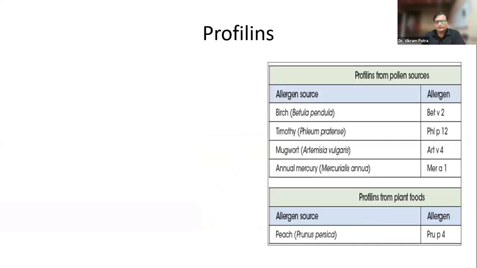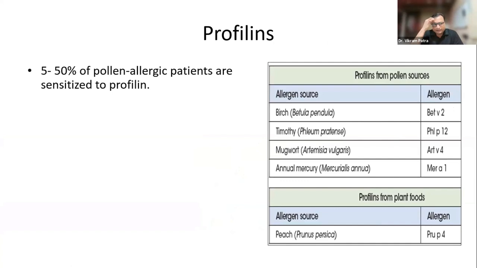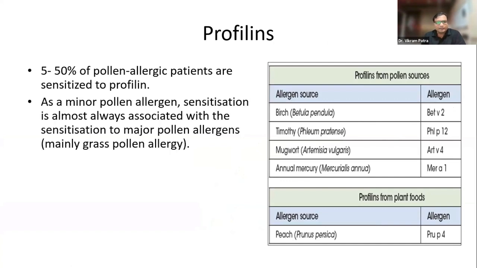Coming to profilins. Profilins are the most common pan allergens present in pollen allergic patients. As a minor pollen allergen, sensitization is almost always associated with sensitization to a major pollen allergen. So it is unlikely that the patient will come to you with a positive report for the profilin component and the major allergens are not there. Generally the major will also be there, and along with that the minor. So there is a good concept of molecular spreading.